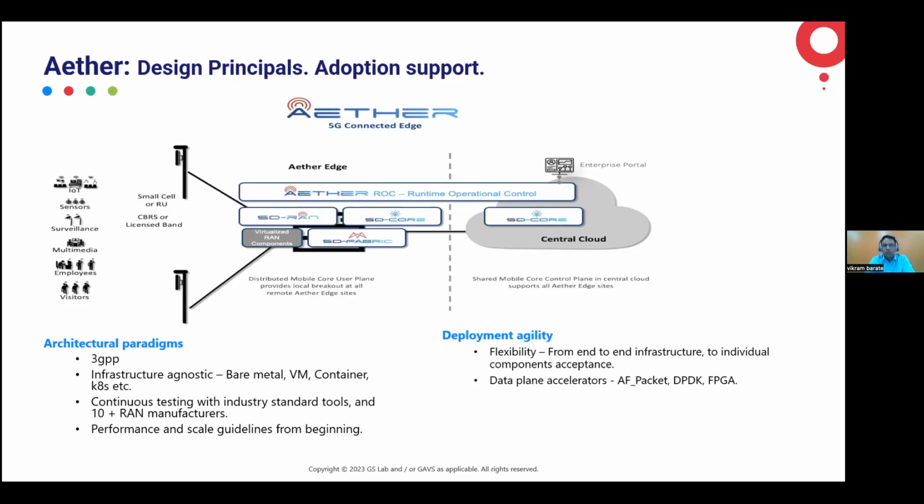From the very beginning, in 2017 when it started, other than compliance, the base focus has always been on performance and scale. Certain guidelines are set, and even those are included in the community CI/CD pipeline, to make sure that the Aether platform end-to-end achieves certain performance and scaling guidelines.